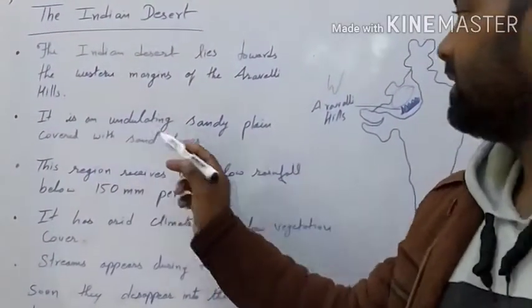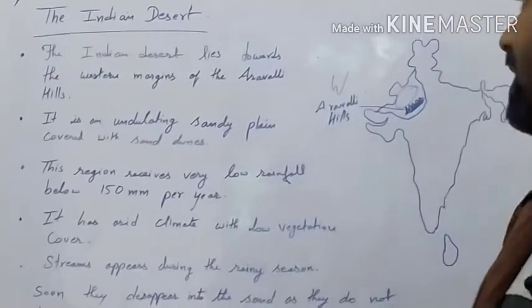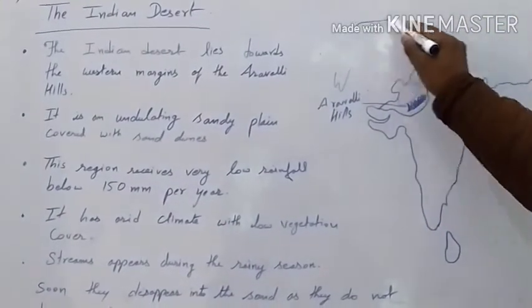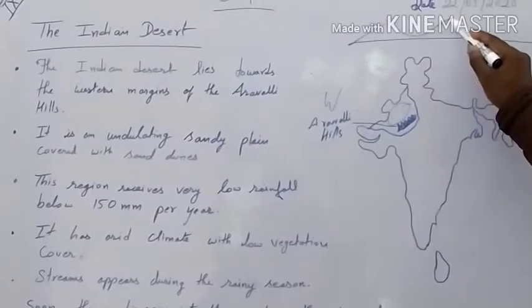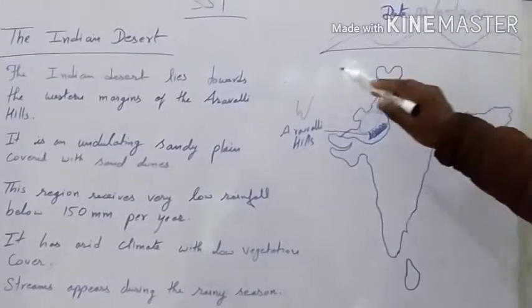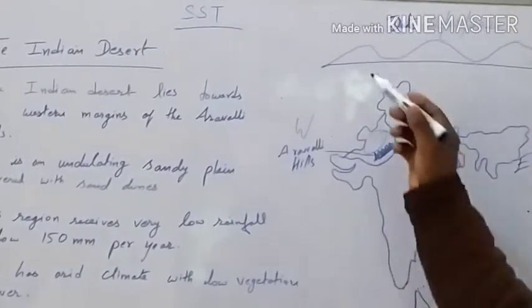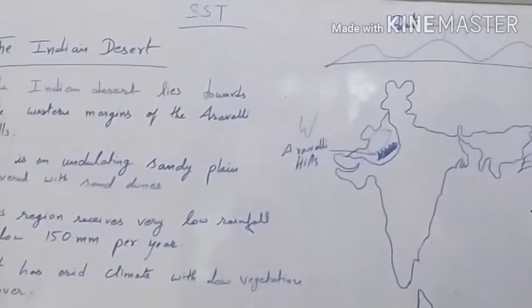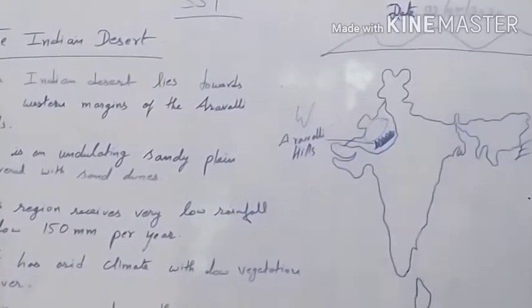It is an undulating sandy plain covered with sand dunes. Suppose this is your plain. Undulating means high, up, down, up, down, like the deposition of sands goes like this in the desert, and small hills are found. These are called sand dunes. These are the important features in the desert region.